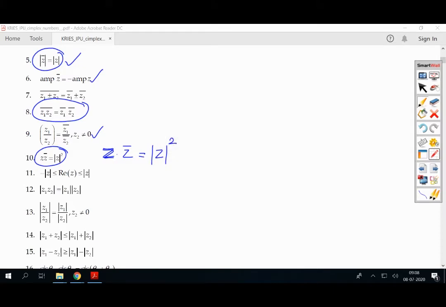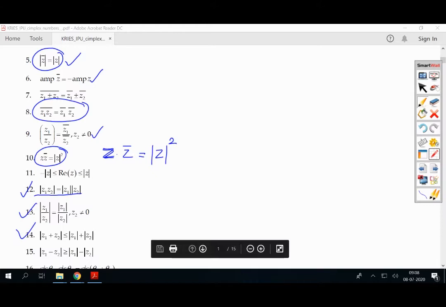Modulus of z1 into z2 is mod z1 into mod z2. Again, modulus of z1 divided by z2 is mod z1 divided by mod z2. And mod z1 plus z2 is less than or equal to mod z1 plus mod z2. Mod z1 minus z2 is greater than or equal to mod z1 minus mod z2.